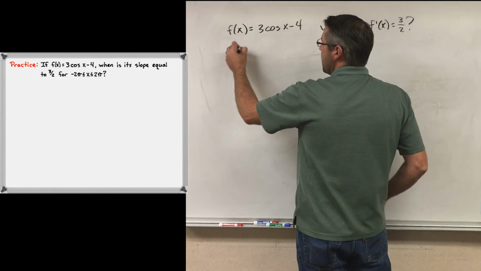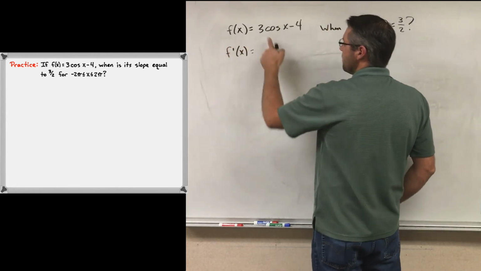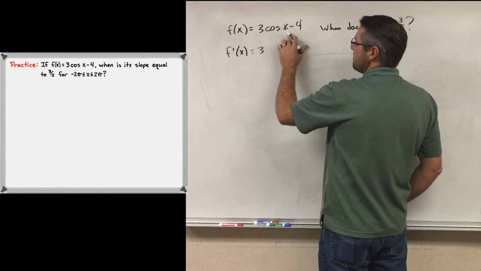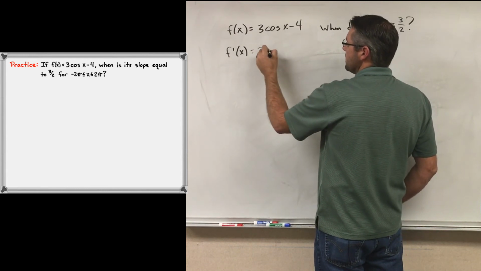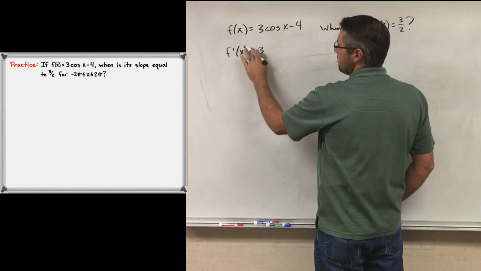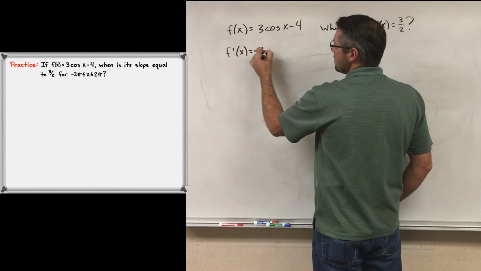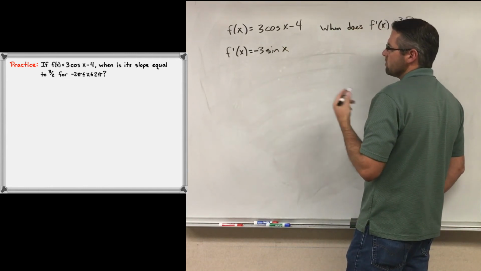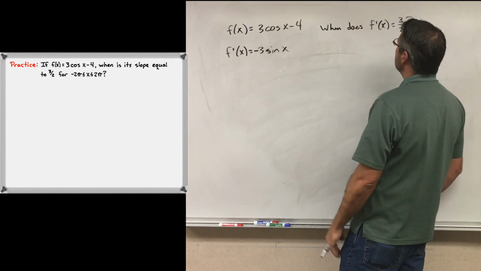So f prime of x is equal to, well, that's a constant multiple, so I'm just going to carry that down, times the derivative of cosine. The derivative of cosine is negative sine, so I'm just going to put that negative out front here. So I got negative 3 sine of x. And then the derivative of negative 4 is just 0. So I've got f prime of x there.